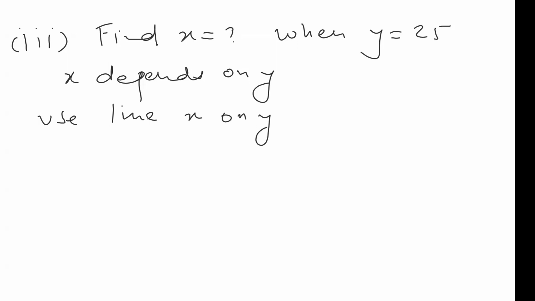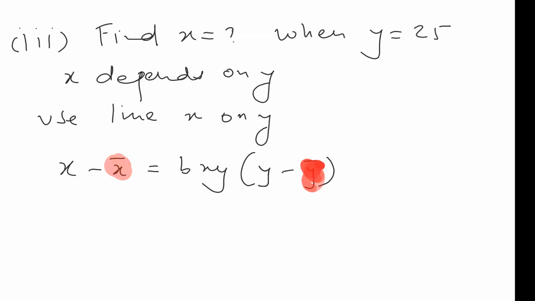If you just revise the formula, line x on y is x minus x bar equals bxy into y minus y bar. Now x bar, y bar, bxy, these values we have, and the value of y is also present in the problem as 25. So all these values we have. So x minus x bar, what is x bar? X bar is equal to 53.